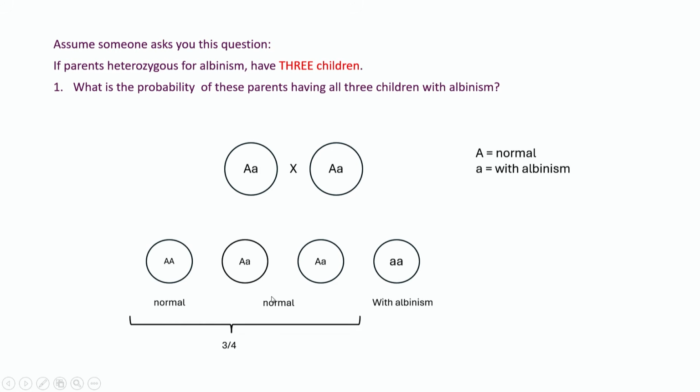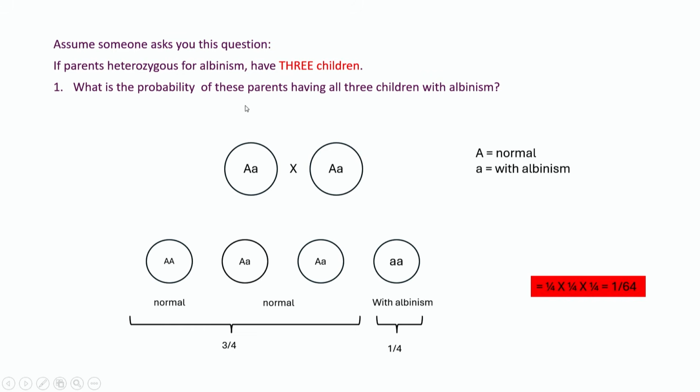So now what are we seeing? Out of 4 possibilities, there are 3 children that have a chance to be normal and 1 is going to be albinism. So do remember that when we talk about the probability of normal, it is 3/4, and when we are talking about the probability of albinism, it is 1/4.